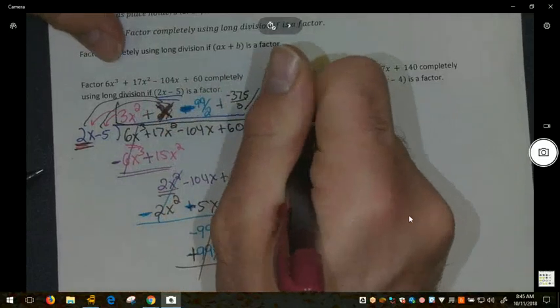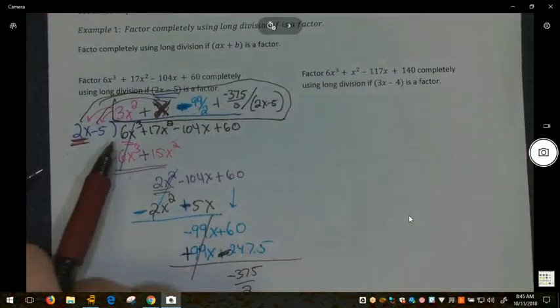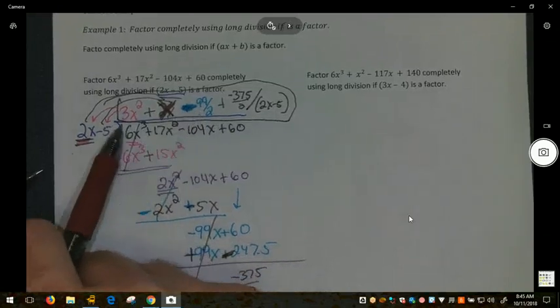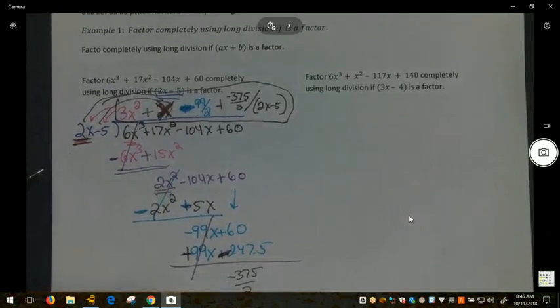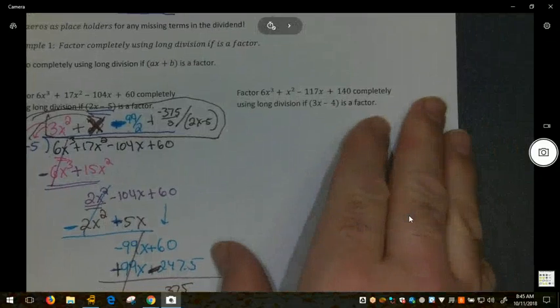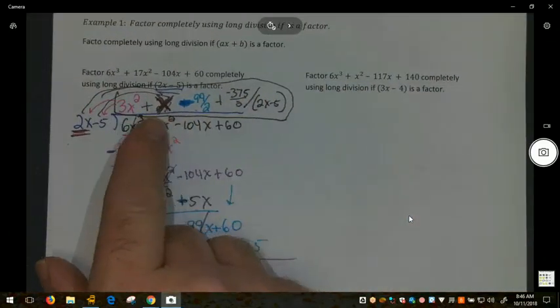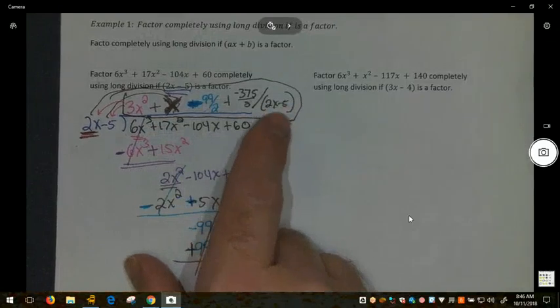There's our quotient. It doesn't have any fractional exponents. It is a polynomial function, but it has a lead coefficient that is a fractional value. The next one, factor completely. So by the way, is it a factor? Determine if it's a factor. It's not a factor because there is a remainder.